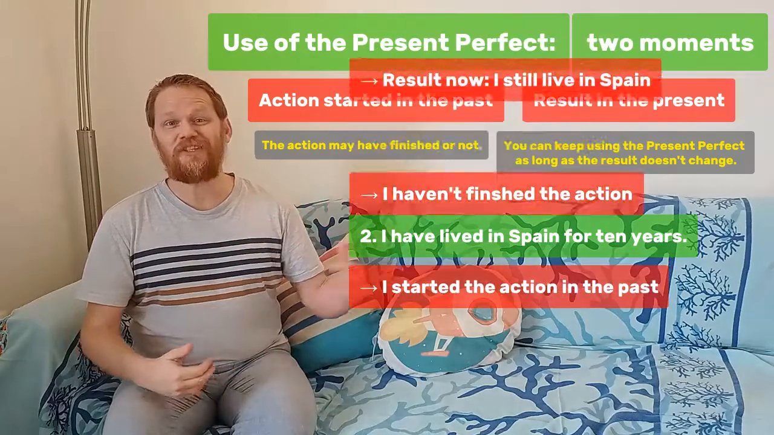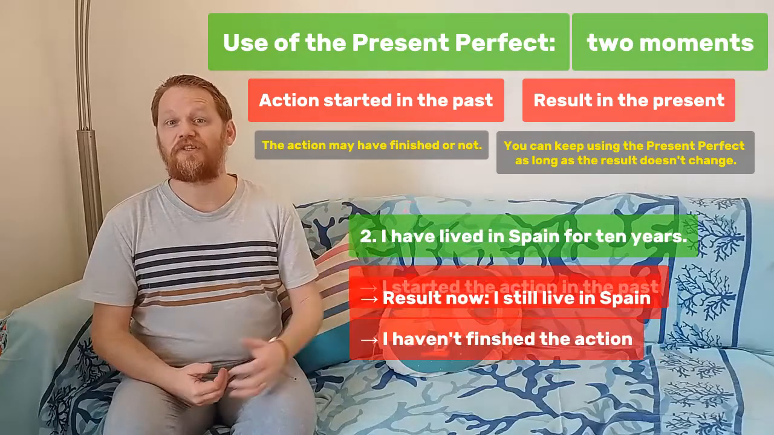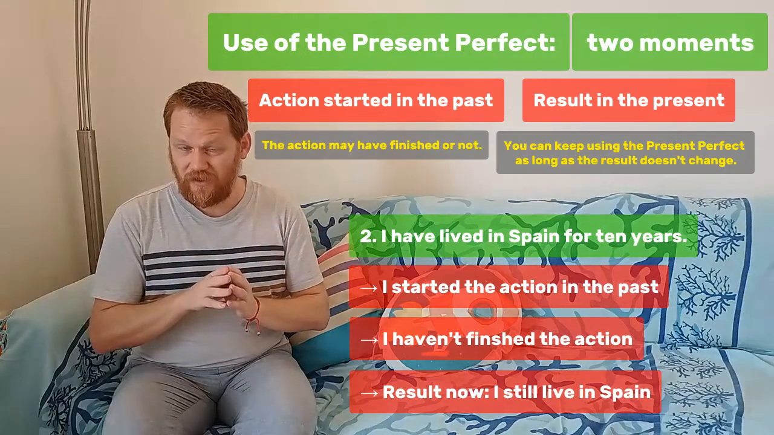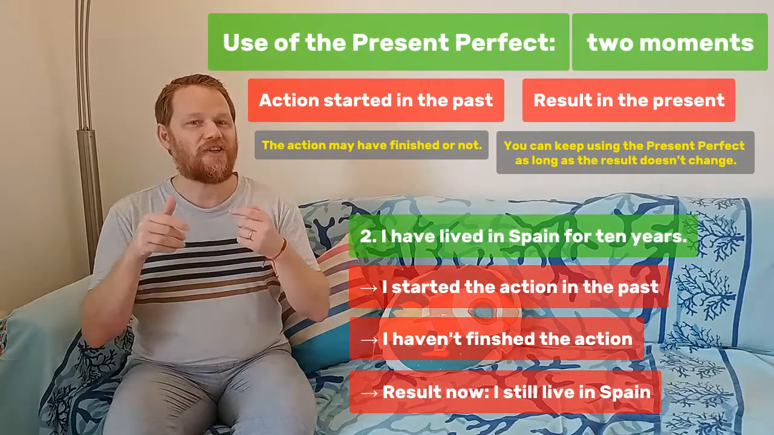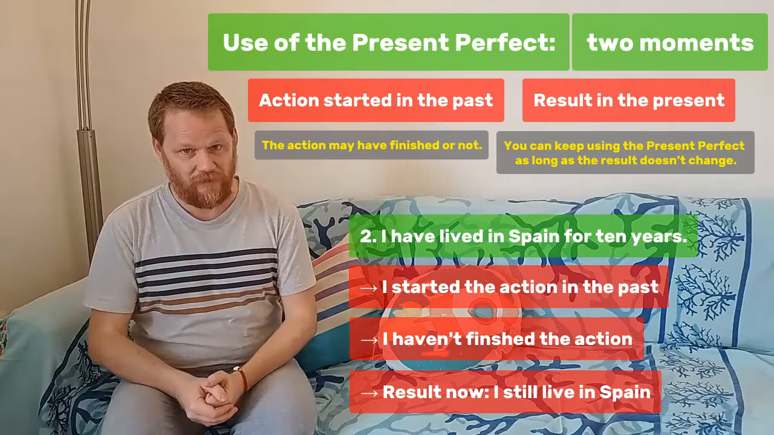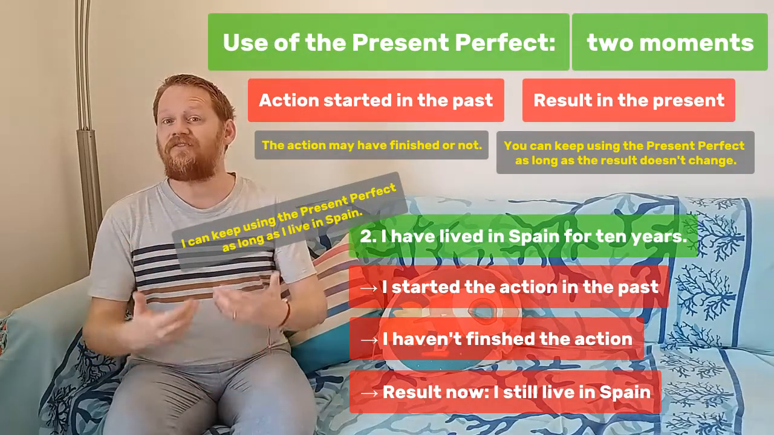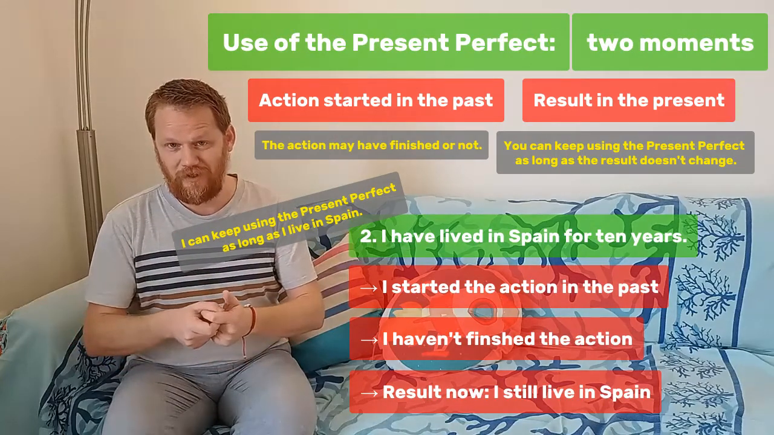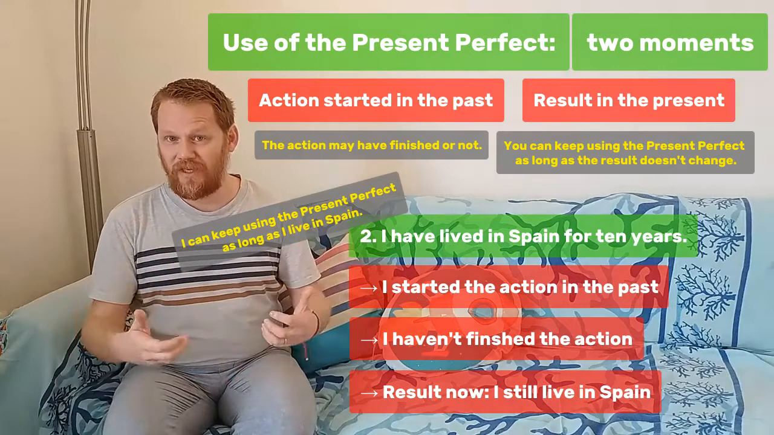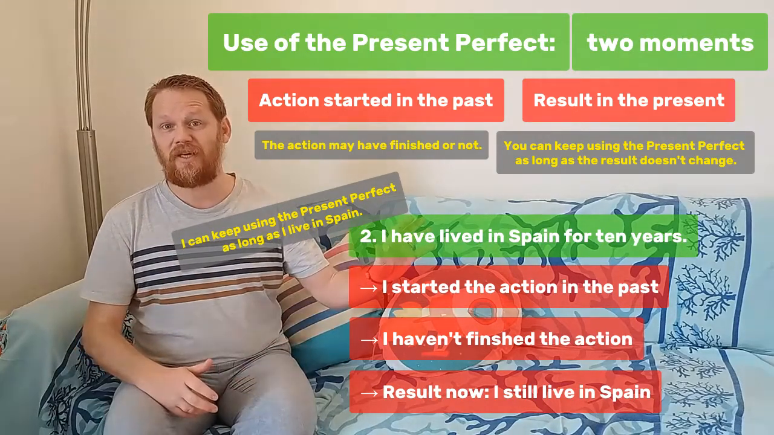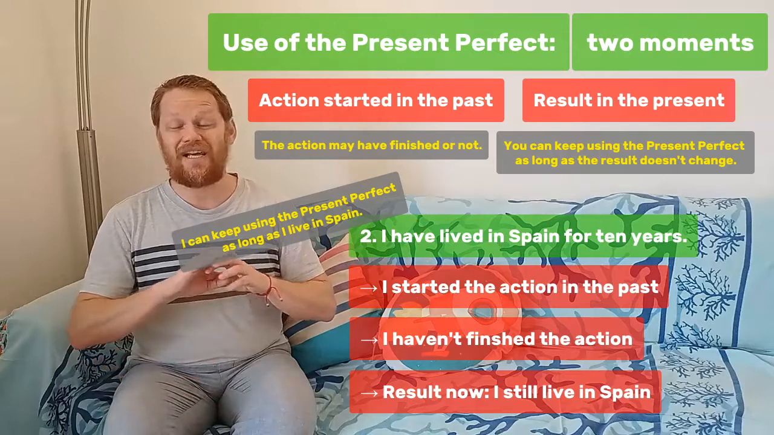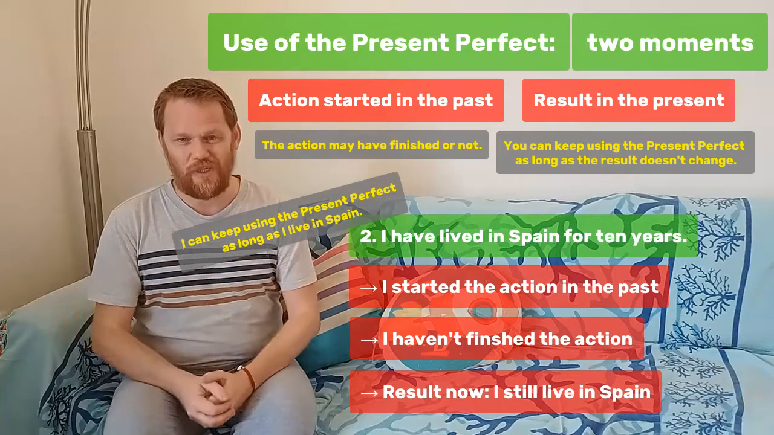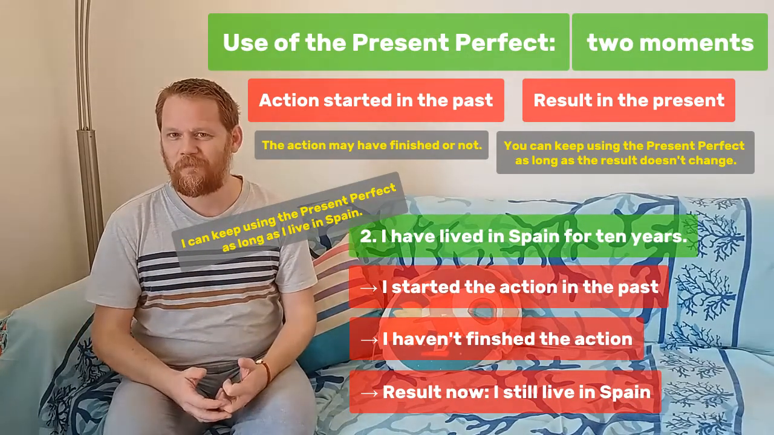Obviously, I started living in Spain in the past some 10 years ago, okay? But in this case, the action hasn't finished yet. And as a result, I still live in Spain, okay? And as long as I live in Spain, I can keep using the present perfect. All right? So I have lived in Spain means that I started living in Spain in the past. In this case, it has not finished yet, and as a result, I still live in Spain. Okay, good.